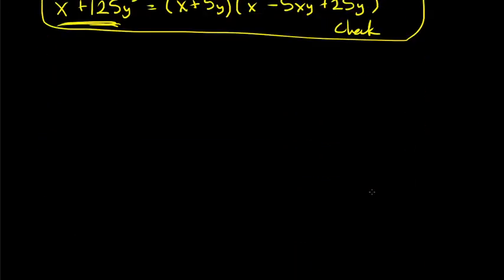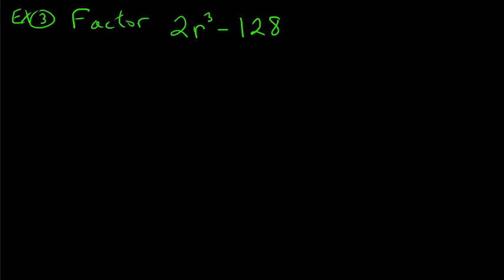All right, try another. Okay, factor 2r cubed minus 128. See if you can do that, right? This is not an easy one, right? And if you don't recognize the 2 and the 128 as perfect cubes, it's because they're not. However, the GCF is 2, so I have to factor out the 2 first.